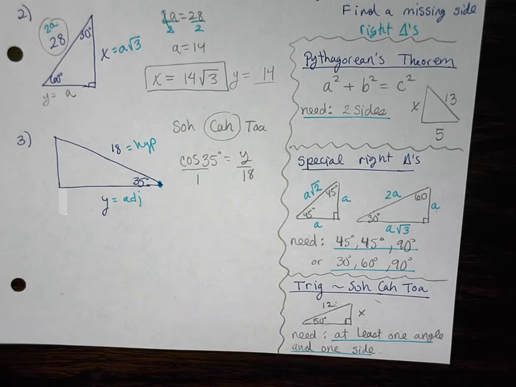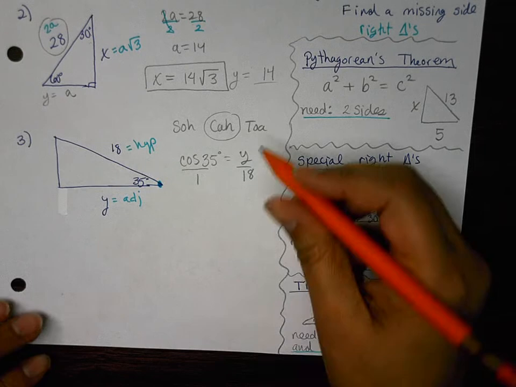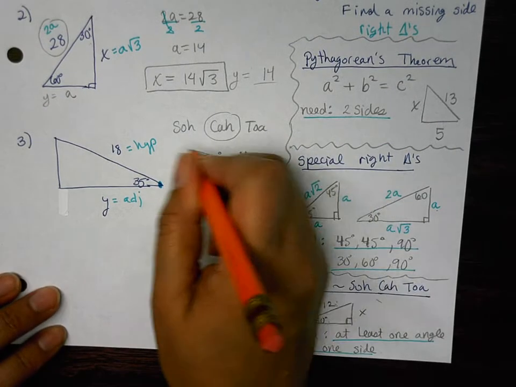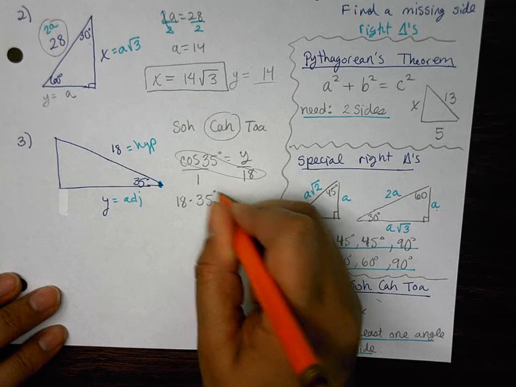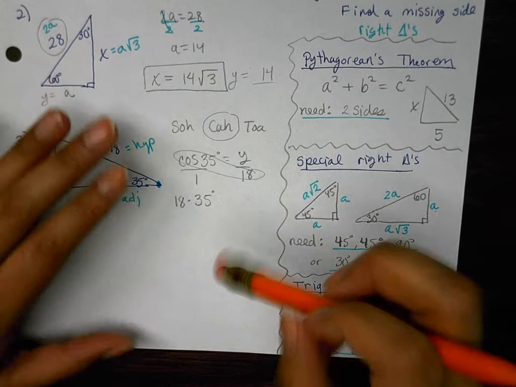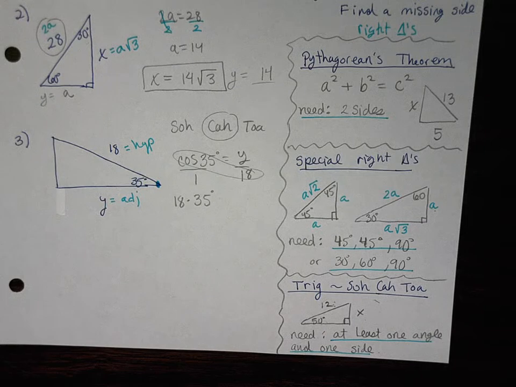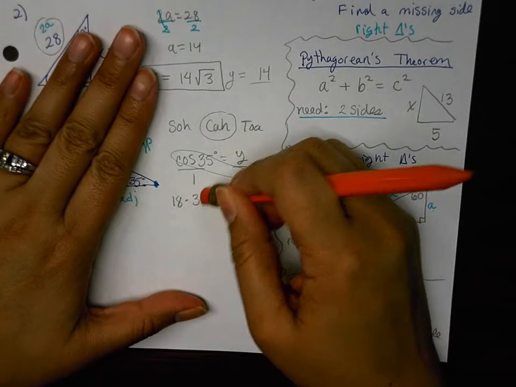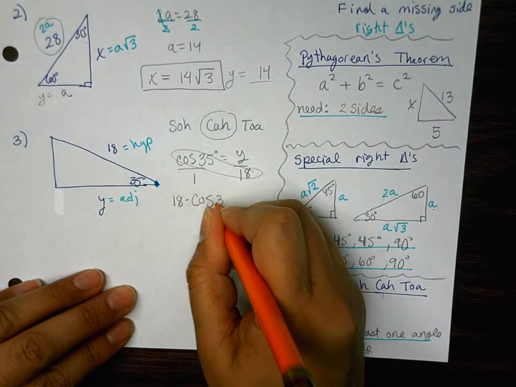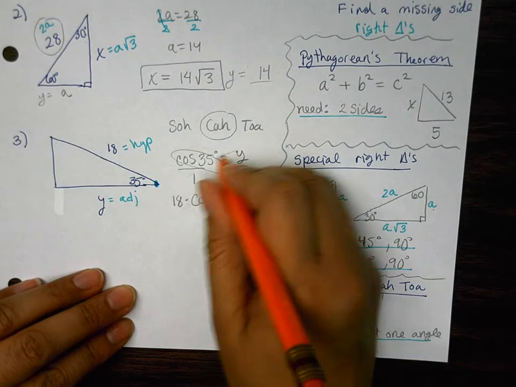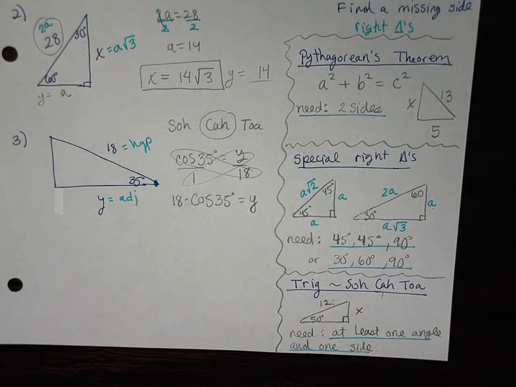All right. What kind of problem is this? Is this the easier one or the one that has the extra step? The easier one, because y is in the numerator. Let's cross multiply. 18 times 35 degrees. So I wrote it wrong. Before I fix it, can I multiply 18 and 35? No. It needs to be 18 times what? Cosine of 35 equals 1 times y, which is just y.